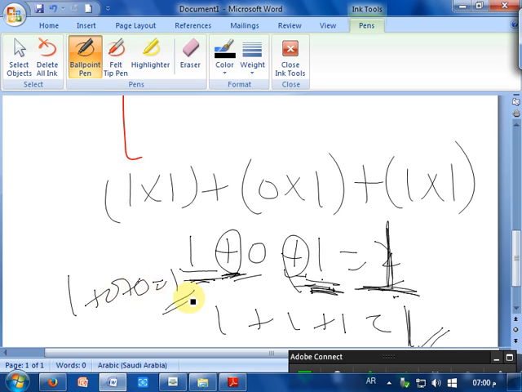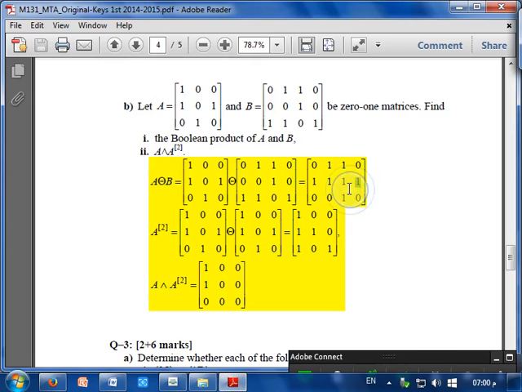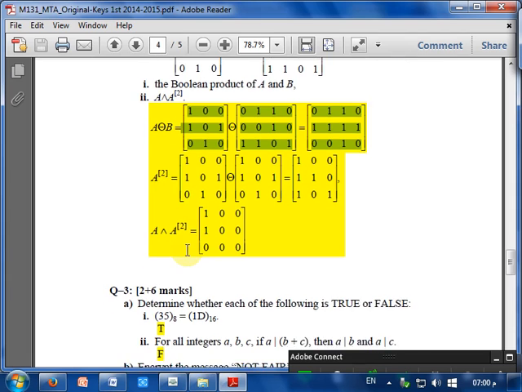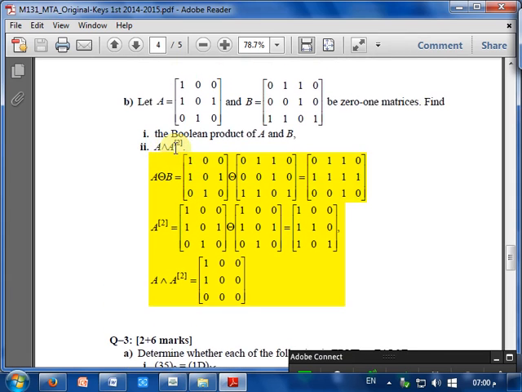That's a 1. So the result matrix will have only zeros and ones. Even if you get 1 plus 1 plus 1, or 1 plus 1 plus 1 plus 0, it is 1. Okay. So if this is a Boolean product, then you have to calculate A and A square. A square is A into A, the same way, the same Boolean product.